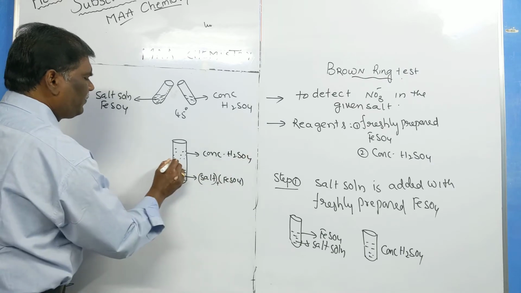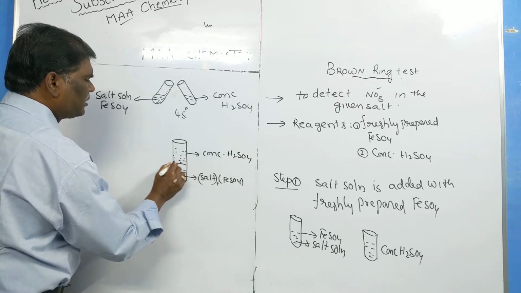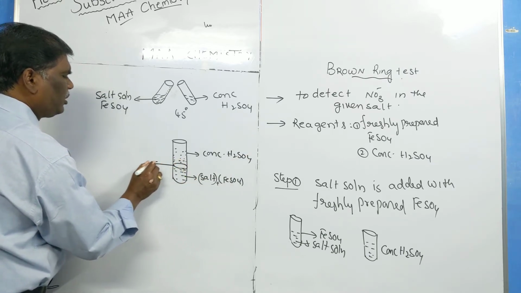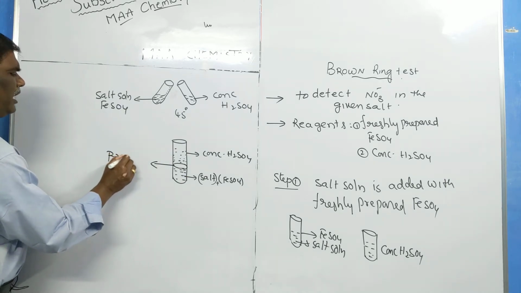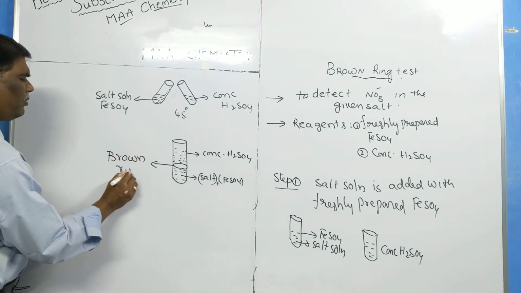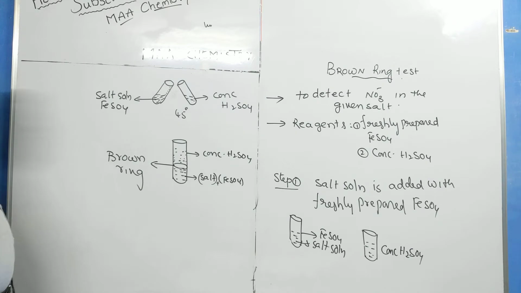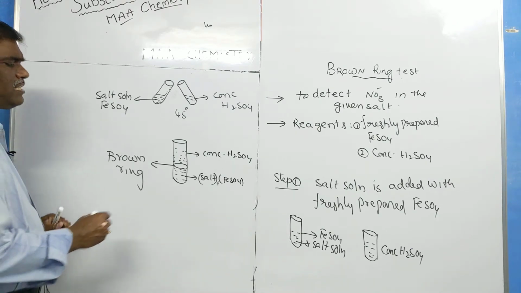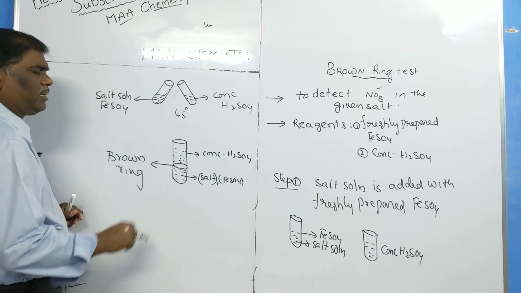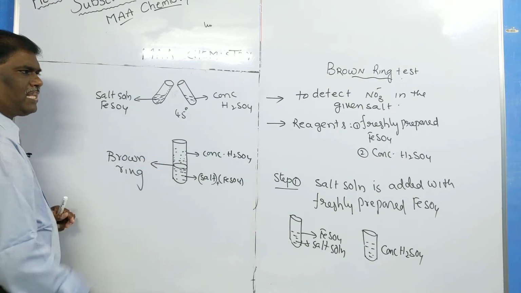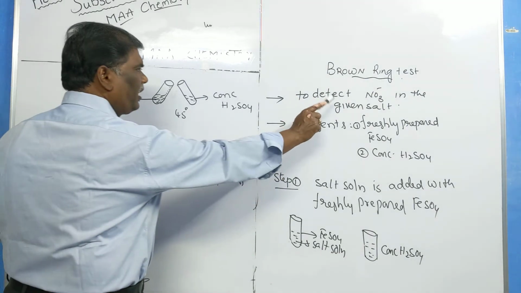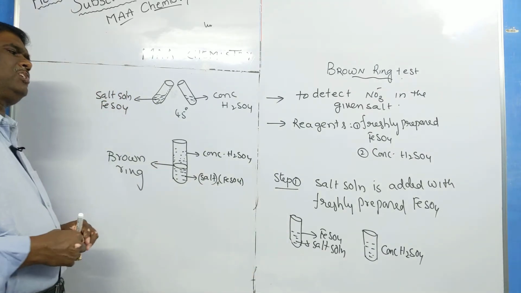Now at the interface of these two solutions, a brown ring is formed. The presence of the brown ring gives the idea that nitrate ion is present in the salt solution.